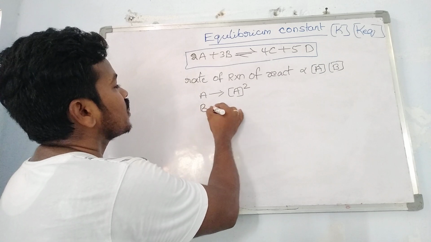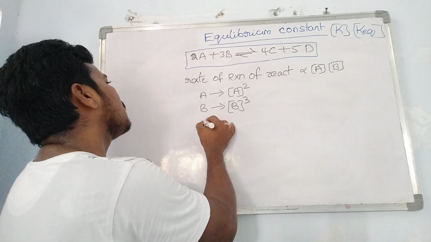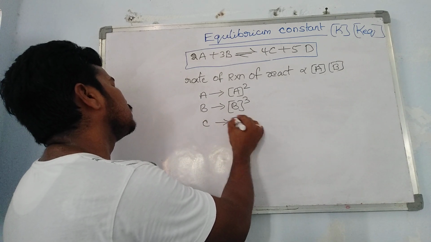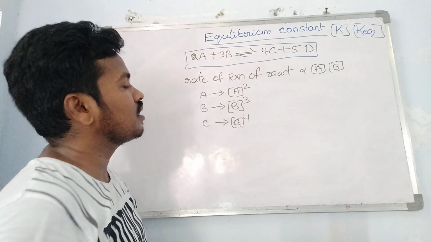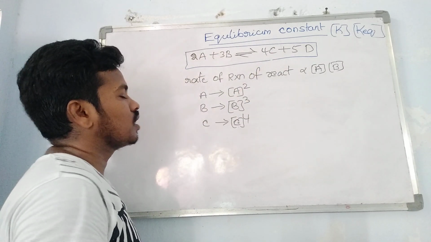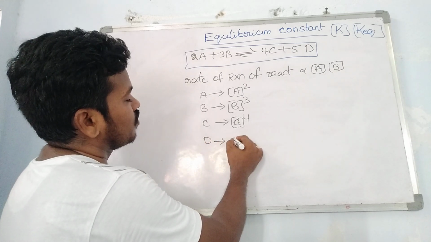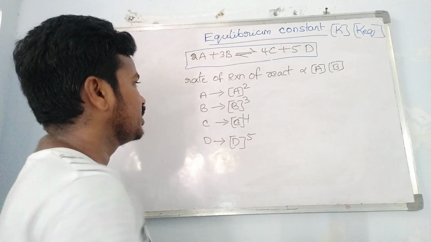Similarly, what is the active mass of B? [B]. And of C? [C]. Whatever the concentration is, you have to write it raised to the power of its coefficient. That is what we call the equilibrium constant, written according to the law of mass action, and for D it is [D]^5.